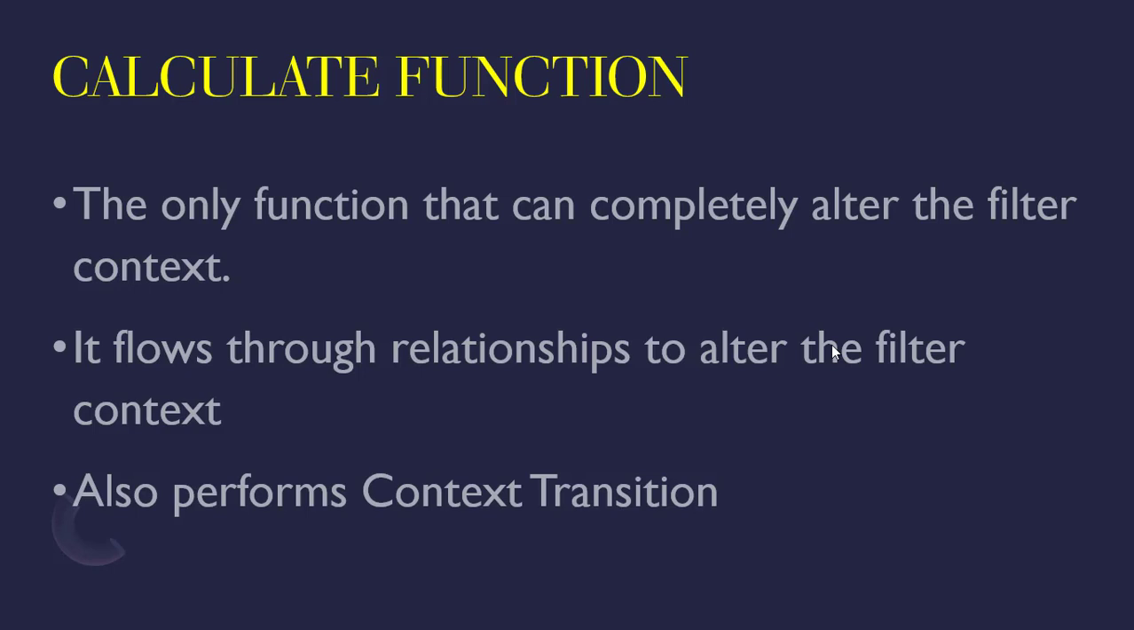Of course, examples are going to make all of this a lot clearer, and we are going to start with a very weird one, which is context transition. So we'll quickly see what we mean by context transition, which is basically when your calculation is starting from a row context and you are trying to convert that into an equivalent filter context. So let's see that with the aid of some examples.